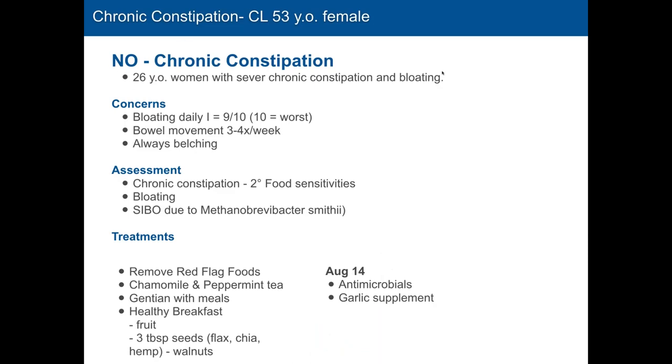So this is a 26-year-old woman. When I saw her, chief complaint was bloating and belching. It was mainly the belching that was really bugging her, and she had pretty sluggish bowels. She may have had a bowel every day or two is what she was first saying. So she had chronic constipation. I suspected she had food sensitivities as well, and she had bloating going on and burping.